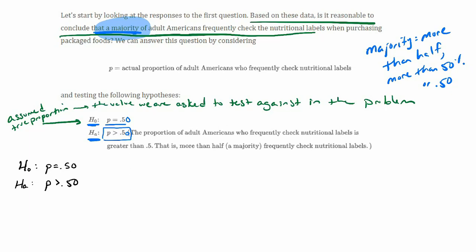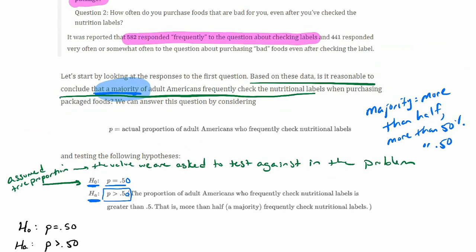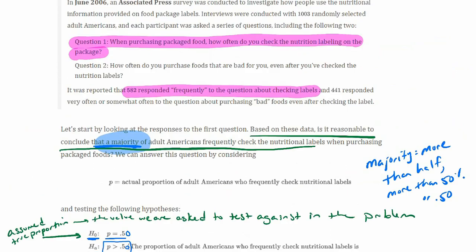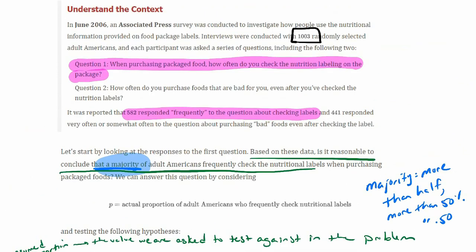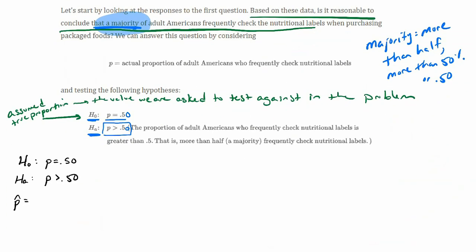All right, so what do we need to do? Well, we need to look at our data. So what was our p hat value in this problem? Well, of the 1,003 randomly selected Americans, 582 responded frequently to checking the labels. So in this problem, that's our p hat for question 1. It's that fraction, 582 out of the 1,003. And we can round that as a decimal.